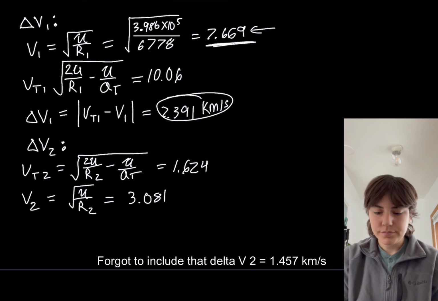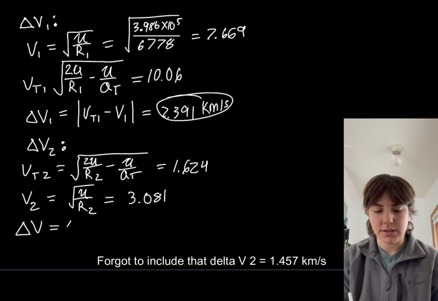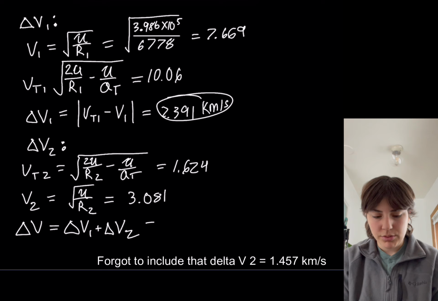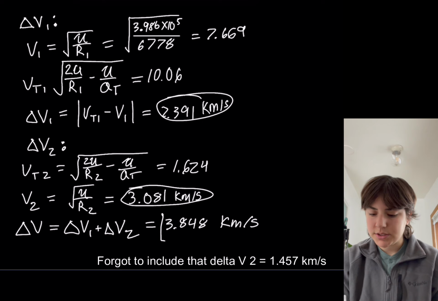Okay, so now we can find the total delta V needed to perform this transfer by taking the magnitude of both of the delta V's, and that would be equal to 3.848 kilometers per second. And this is our final answer.